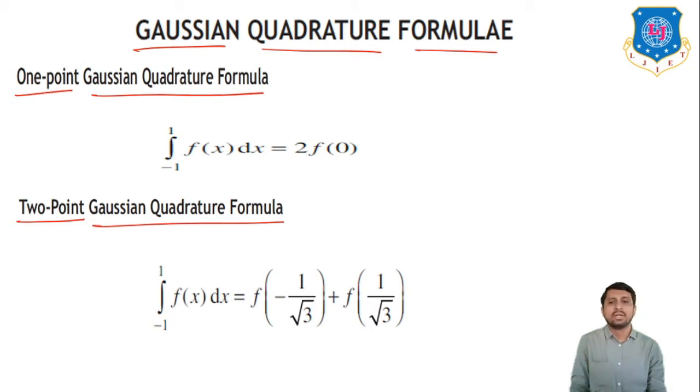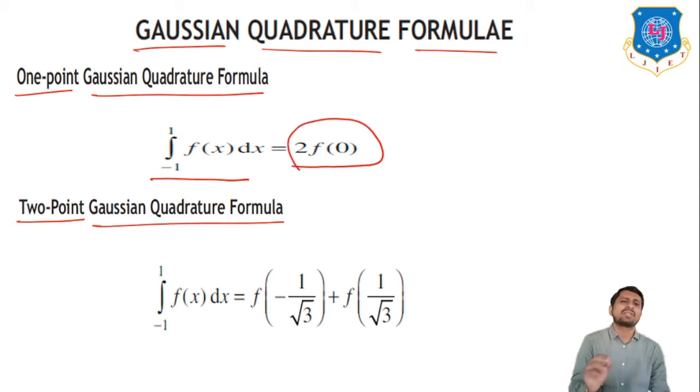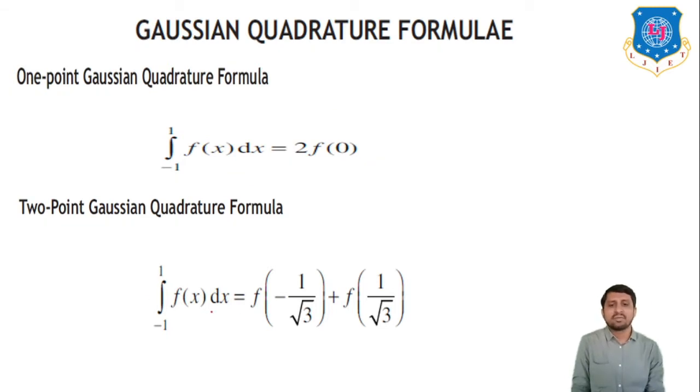Integration from -1 to 1 of f of x dx is equal to, for the 1-point Gaussian quadrature formula, 2 into f of 0. But the 1-point formula is not so accurate, so that's why we use the 2-point Gaussian quadrature formula. Integration from -1 to 1 of f of x dx is equal to f of -1 by root 3 plus f of 1 by root 3.